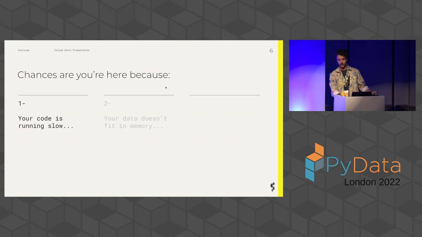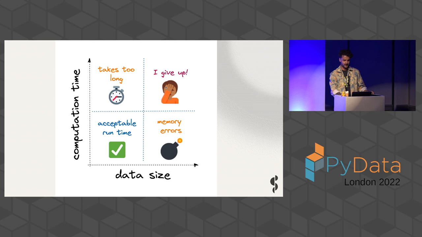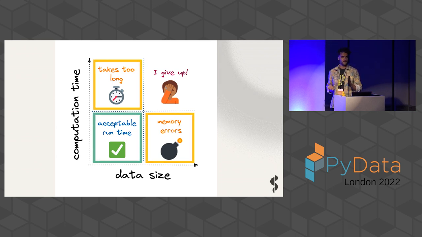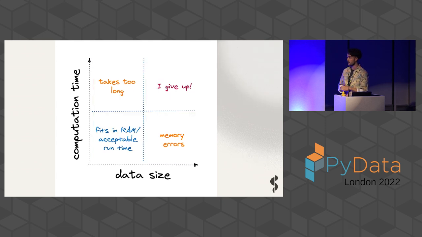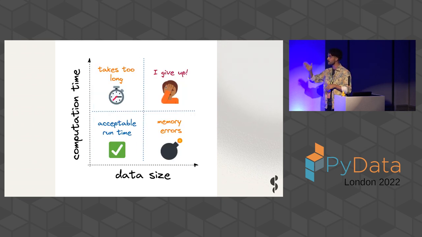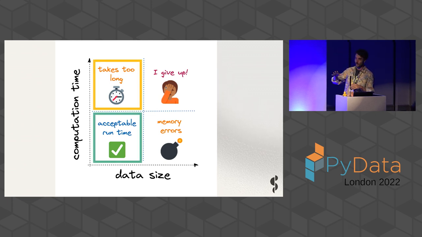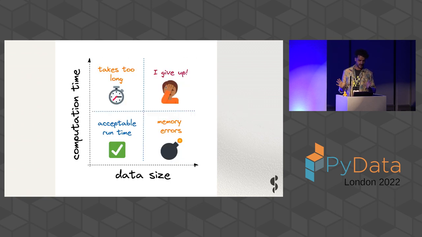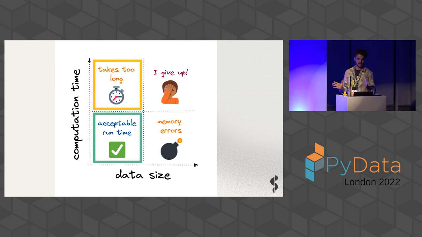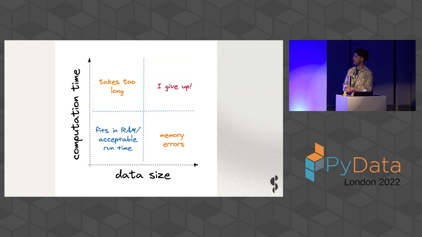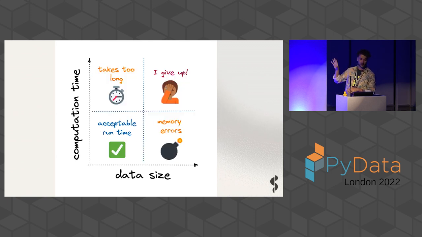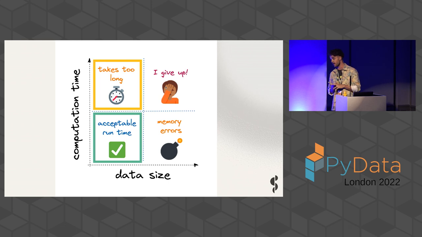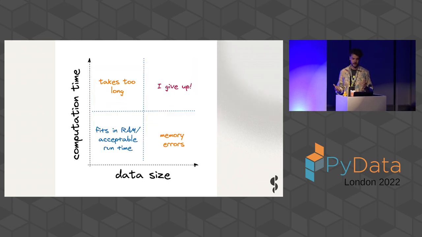Chances are you're here because either your code is running slow, your data doesn't fit in memory anymore, or both, which is the worst of both worlds, but Dask can help. Basically, this is a diagram to explain when you might want to consider using Dask. On the x-axis, we have data size. On the y-axis, we have computation time. If you're in the lower left quadrant, your data fits in memory and it's running fast enough. Don't bother with Dask. Stay away. Use pandas. Use NumPy. Use scikit-learn. But if your code is running too slow, you're running into memory errors, or both, Dask is worth giving a try.